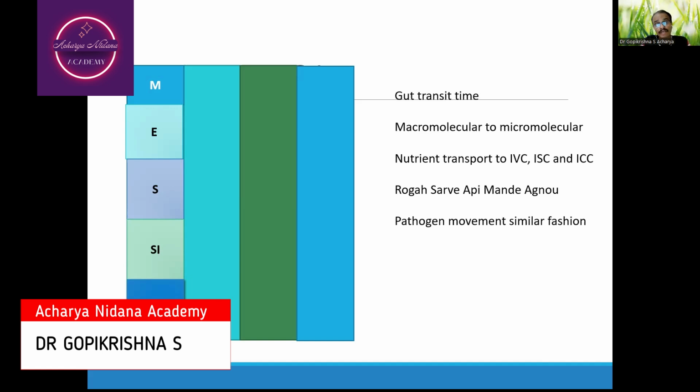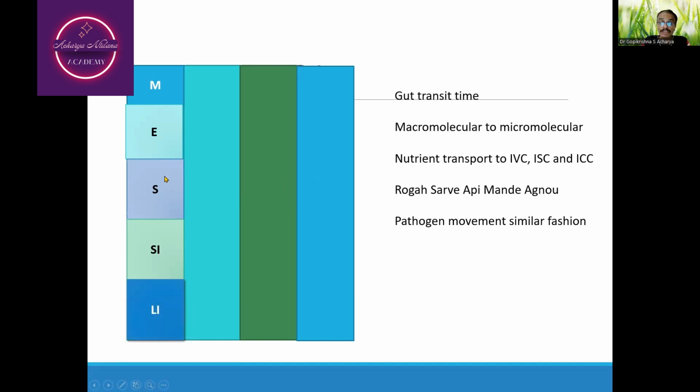From the intravascular compartment, the fluid or the nutrients will be moving into the interstitial compartment. From there, they will be moving into the intracellular compartment. In the same way, the pathogens start moving from alimentary canal to intravascular compartment, from the intravascular compartment to interstitial compartment, from the interstitial compartment to intracellular compartment.